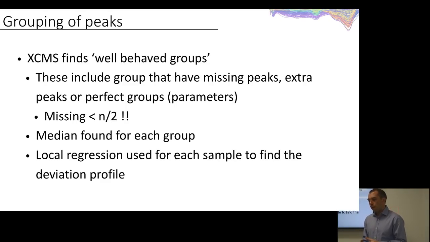Once I've found all of these well-behaved peak groups, I can then use the median for each and every single one of those different groups that I've found, and I can start to do some sort of regression where I can start to align sample by sample to each other. And in XCMS, this is done via a local regression function.